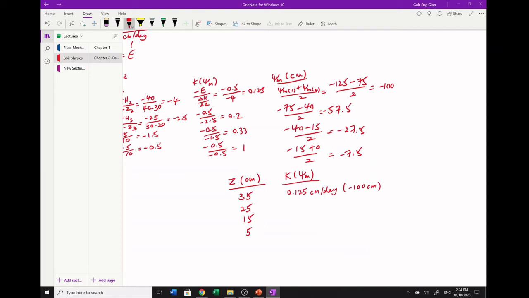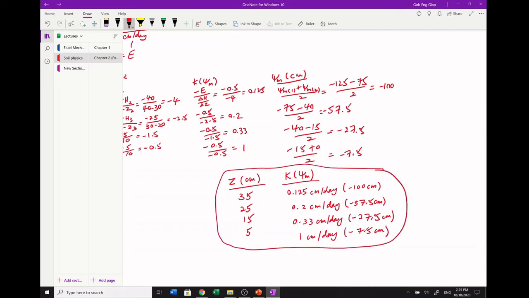Okay, the next one is 0.2 centimeter per day, which happens at 57.5 centimeter matric suction. The other one is 0.33 centimeter per day, which happens at 27.5 centimeter matric suction. And the last one is 1 centimeter per day, which happens at negative 7.5 centimeter of matric suction. So here is the answer that we are looking for. Okay, thank you.